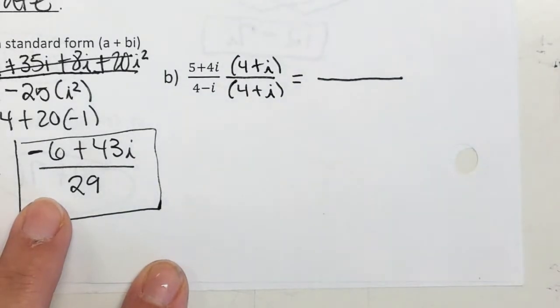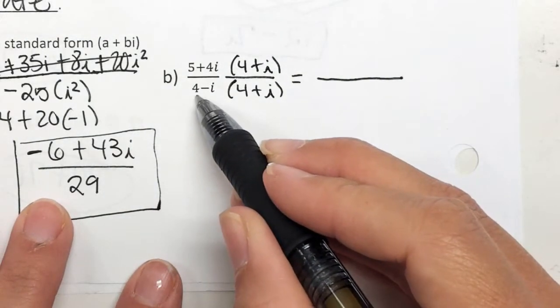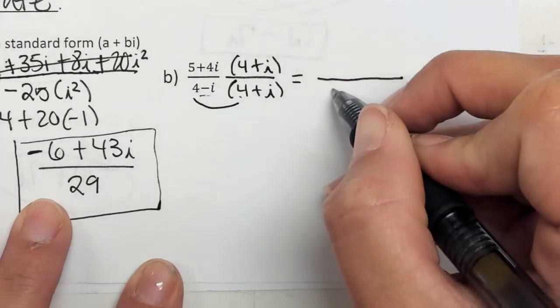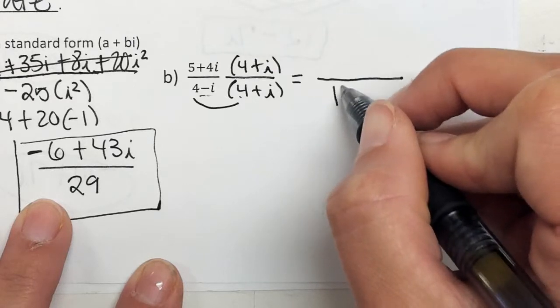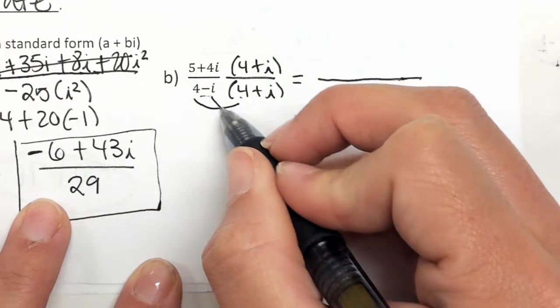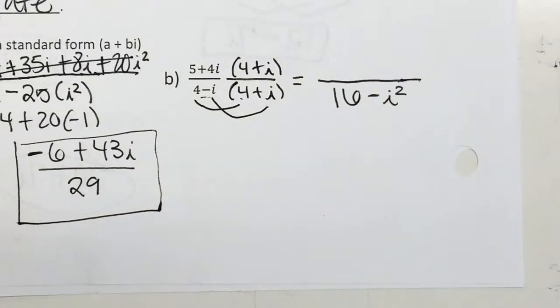Alright. So Mackenzie, on the bottom, what do I need to multiply together? You need to multiply the first term with the first term. Good, so that's going to give us 16. Good, and then what else do I need to multiply together? The last term and the last term. And that's going to make negative i squared. Very good. Okay? Everybody good with that part?